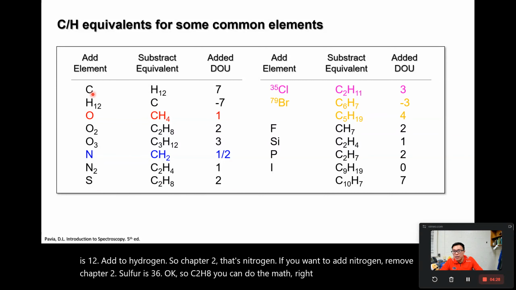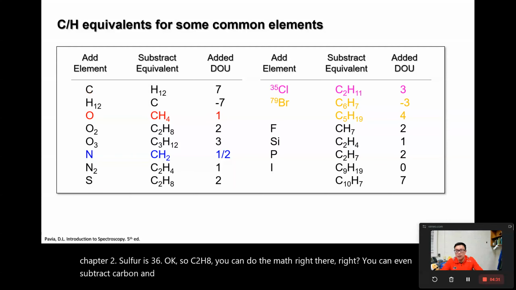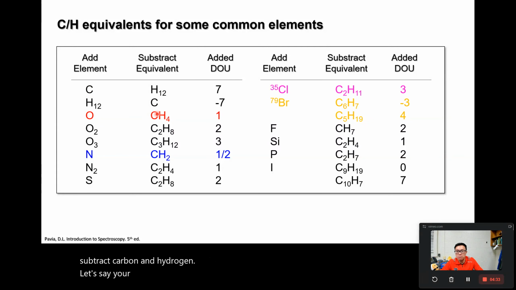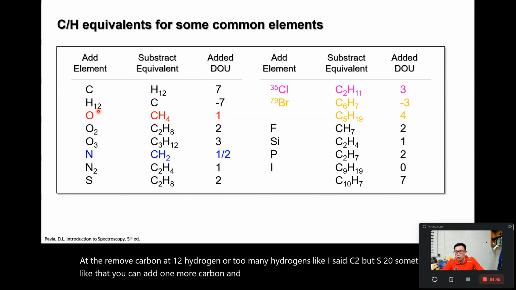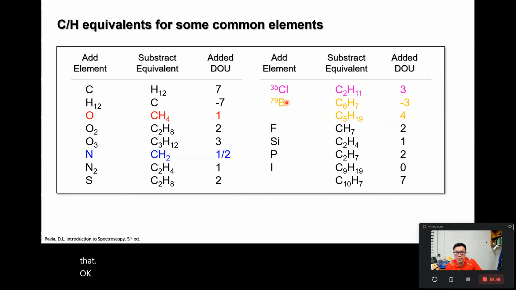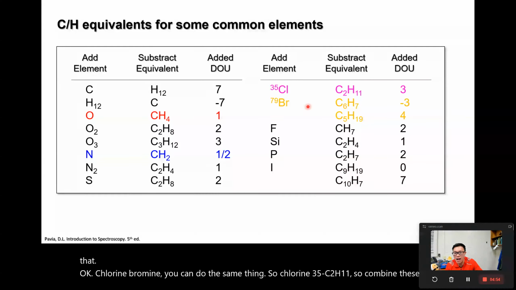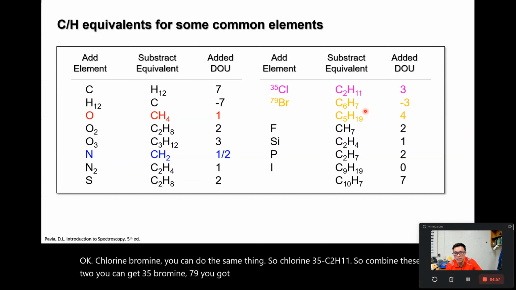You can even subtract carbon and hydrogen. Let's say your base formula has too many carbons, well, remove carbon and add 12 hydrogen. Or if it has too many hydrogens, like say C2 but H20, something like that, you can add 1 more carbon and subtract 12 hydrogen. Okay, chlorine and bromine, you can do the same thing. So chlorine is 35, C2H11. Bromine is 79, you get 2 options: C6H7 or C5H19. Okay, check the DOU as well.